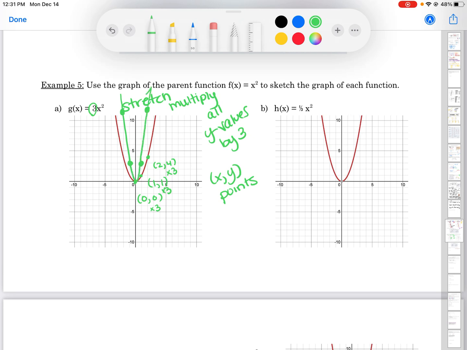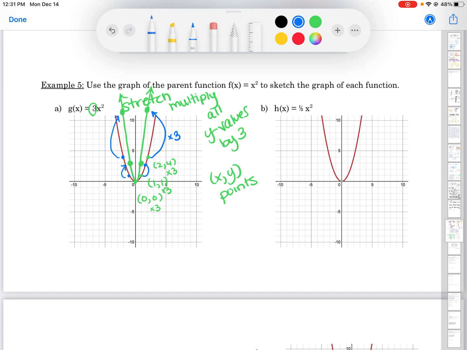So every point has been stretched up. Every one of those points. This one, whoops, let me do a different color. This point right here became that point. We multiplied the y by 3. Same thing here. This point right here became this point. This point right here became this point. This point became this one, and well, 0, 0 does not change.